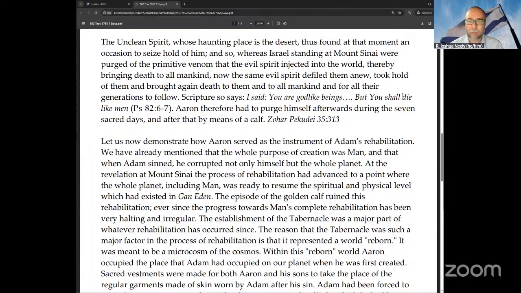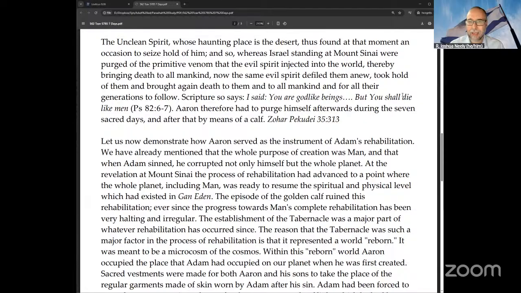Well, the Zohar gives us one answer. The unclean spirit, whose haunting place is the desert, thus found at the moment an occasion to seize hold of him. And so, whereas Israel standing at Mount Sinai were purged of the primitive venom of the evil spirit injected into the world, thereby bringing death to all mankind, now the same evil spirit defiled them anew, took hold of them, and brought again death to them and to all mankind, and for all their generations to follow. Scripture says, I say, you are godlike beings, but you shall die like men, from Psalm 82, which we recite on Tuesdays. Aaron therefore had to purge himself afterwards during the 7 sacred days, and after that by means of a calf.